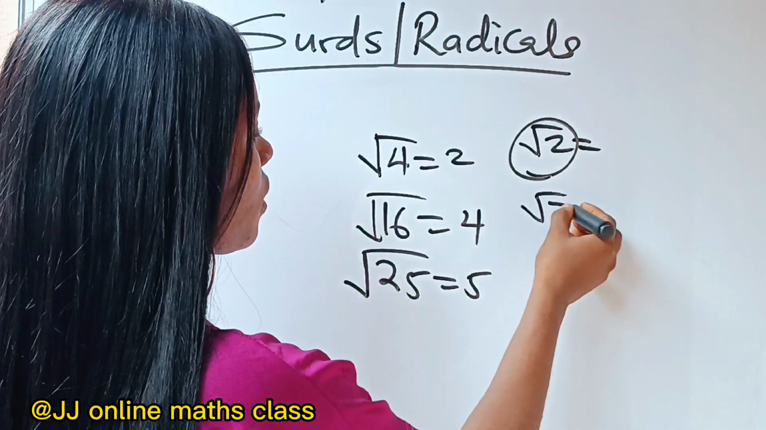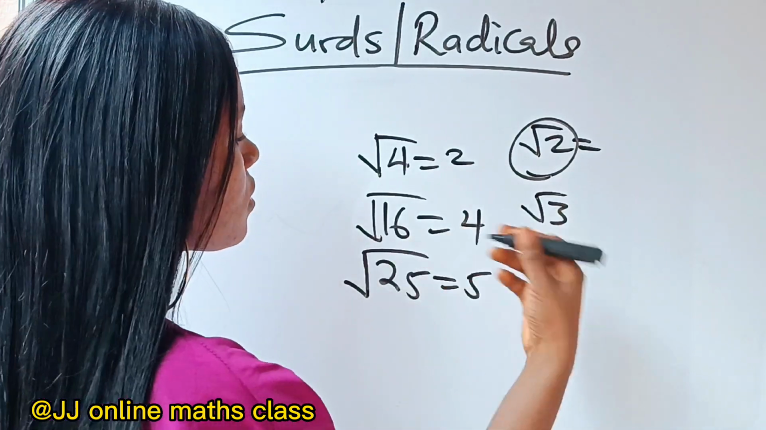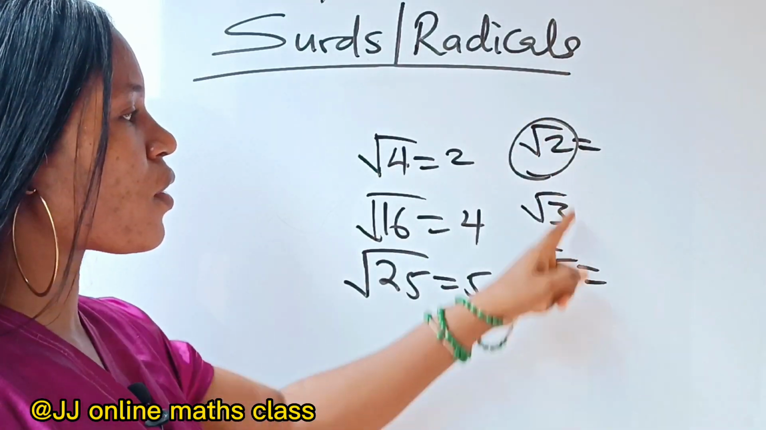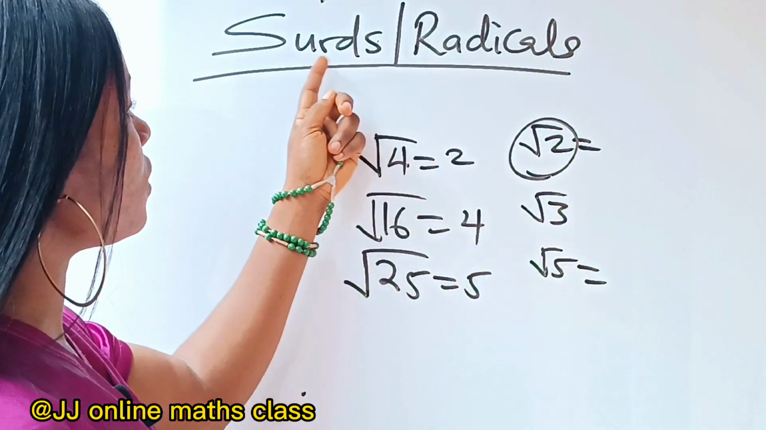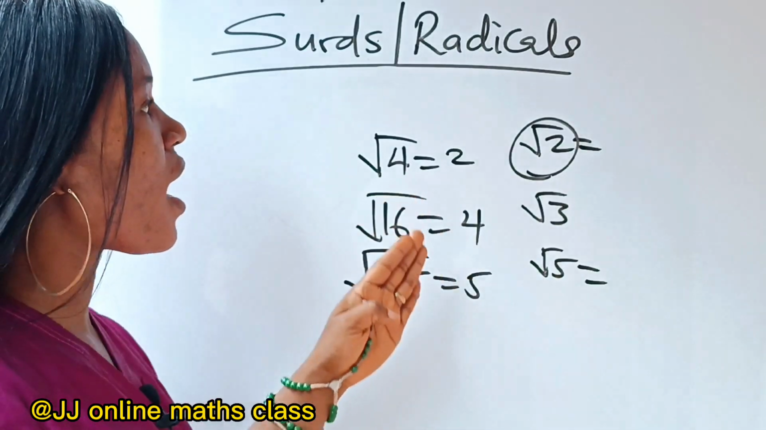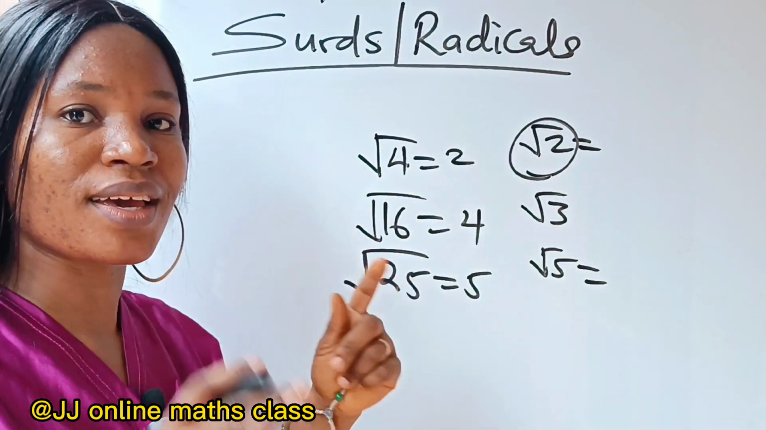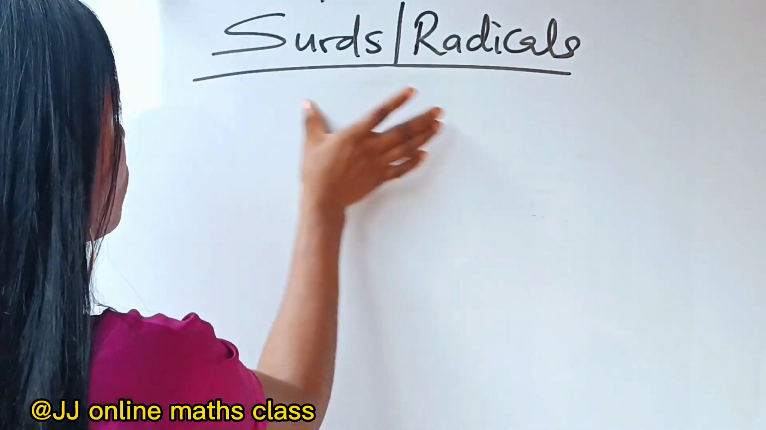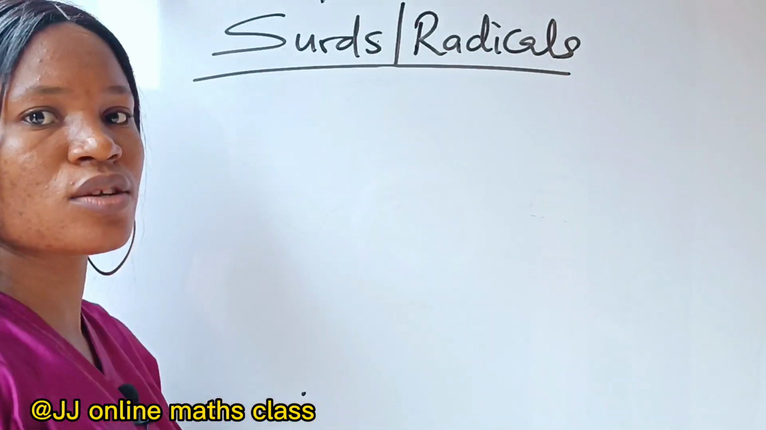Same thing with root 3, it's going to give us a decimal. Same thing with root 5. Now all these ones that you cannot get their exact value are called this or this. Do you now understand? Okay, now let's go ahead and treat this topic in details. First of all, we are going to start with the rules that we apply while solving anything under this topic.